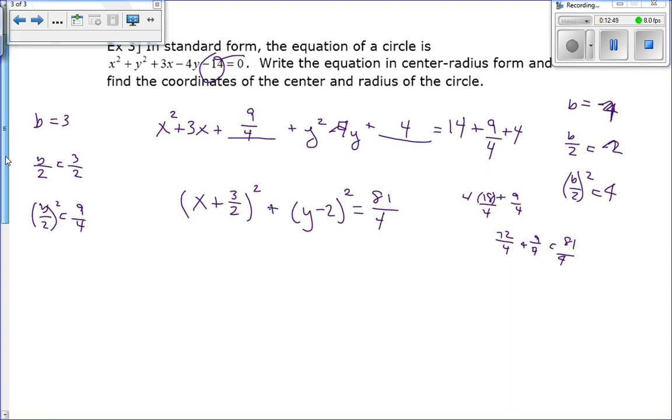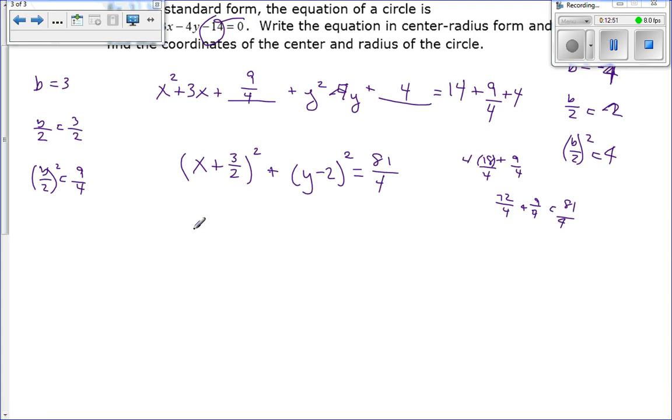And then it asks me to identify the center and the radius. Well, the center, in this case, would be negative 3/2, 2. And the radius is just the square root of this. So it's the square root of 81 over 4, which is 9/2.